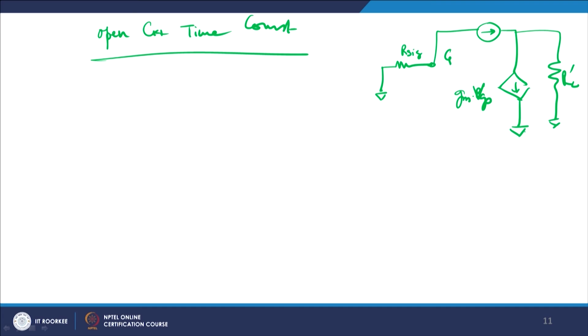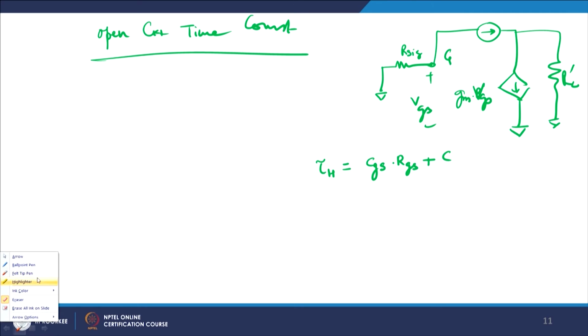RL prime. This is your current, so this is your plus minus VGS. If you do small signal analysis, I'm not doing it in full because it is out of scope, I will get the total. This will be given as CGS multiplied by RGS plus CGD multiplied by RGD plus CL multiplied by RCL.